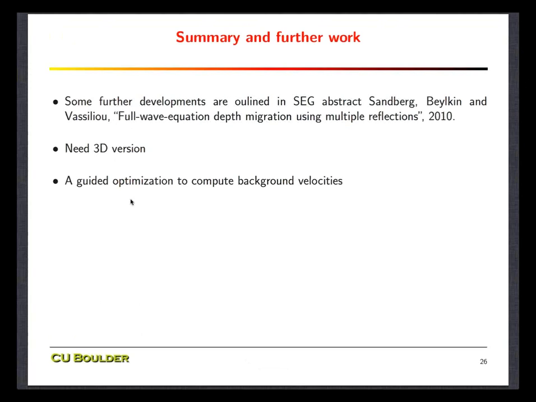Further work on this: we have an abstract in SEG showing the case when we use multiple reflections, once we started looking into that. We do need a 3D version, and I'm thinking of how to do guided optimization to automatically compute the background velocity, because that would remove humans from the cycle, which is very time-consuming, constructing the background velocity in the problem. So I'll stop here.